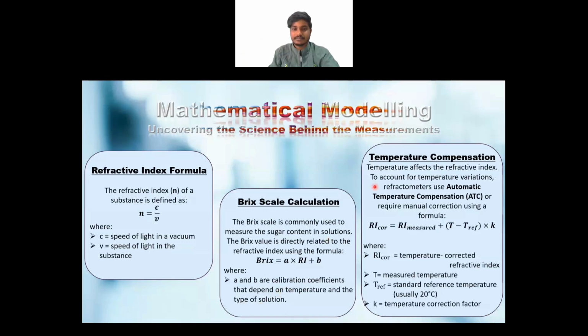And then temperature compensation. Temperature affects the refractive index. To account for the temperature variations, refractometers use ATC as we discussed earlier, or require manual correction using a formula. RI corrected equals RI measured plus (T minus T reference) times K, where RI corrected is the temperature-corrected refractive index, T is the measured temperature, T reference is the standard reference temperature, usually 20 degrees Celsius, and K is the temperature correction factor.